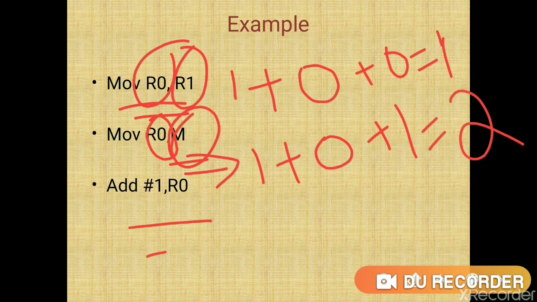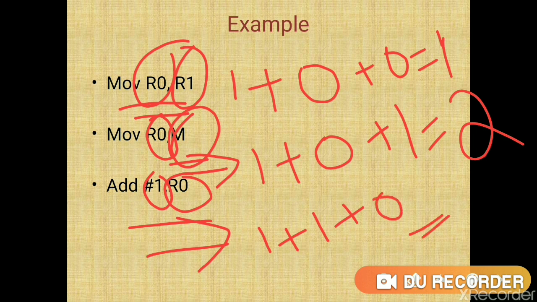So what about this indirect addressing mode? Here add #1, R0. Its cost will be 1 plus, as it is a constant value, we will add 1 here. Next is R0, its cost will be 0. So the total value will be 2 here. This is how we calculate the cost of each statement.